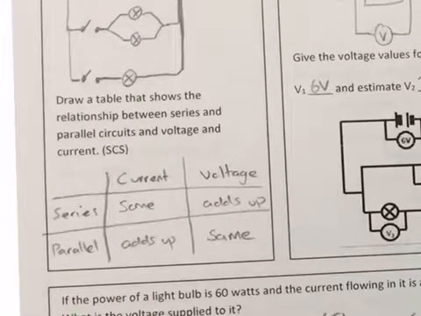Draw a table that shows the relationship between series and parallel circuit and voltage and current. So this is the table we try and do, SCS, if we're getting stuck remembering which one is which. For example, is current the same in a series or a parallel? Well, you can remember SCS, just like that furniture and carpet shop. In a series circuit, S, the current, C, is the same.